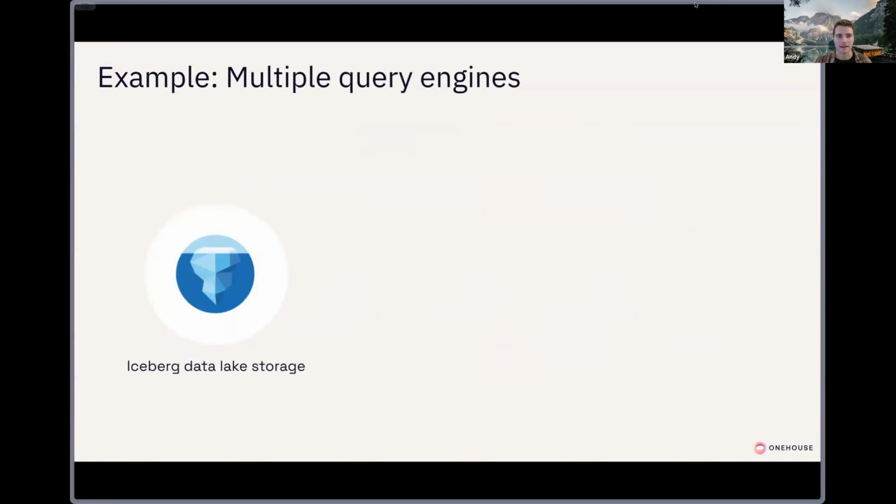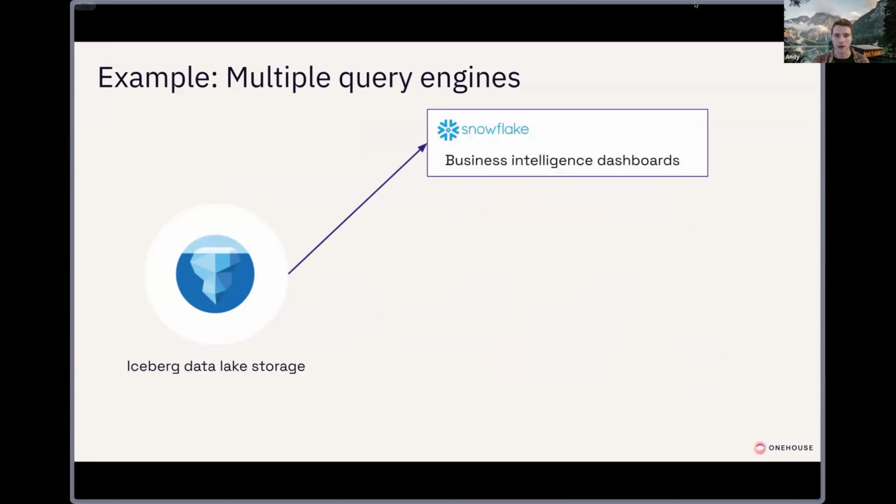Now I want to give a second example. So this is using multiple query engines. So let's say you have your data in an Iceberg data lake and you want to use it for various different use cases. Instead of copying the data into multiple systems, you can just query directly on one copy of the files. So we have our Snowflake, of course, for our BI dashboards.